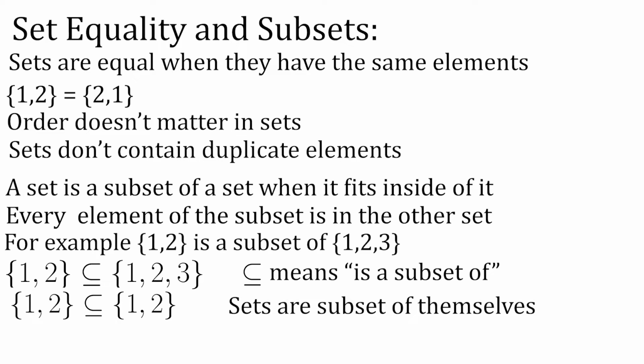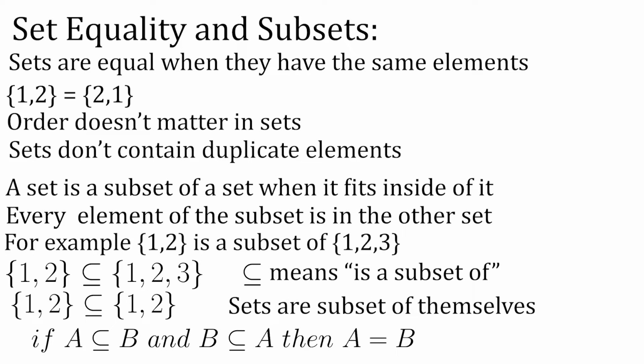A subset is when one set fits inside of another set. To be precise, A is a subset of B if every element of A is within B. For example, {1, 2} is a subset of {1, 2, 3} because 1 and 2 are in {1, 2, 3}. The "is a subset of" symbol looks like a less than or equal to sign, which kind of makes intuitive sense. Sets are also subsets of themselves. For example, {1, 2} is a subset of {1, 2} because everything in {1, 2} is in {1, 2}, and that's true for any set.